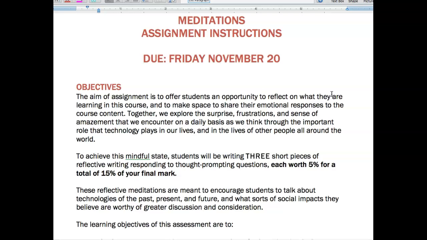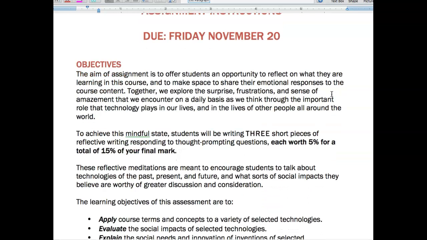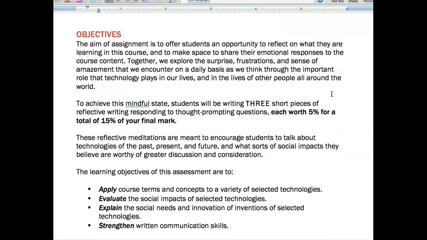But the purpose of this little video is to walk you through some of the important instructions for this assessment, because it's probably something a little different than what you might be used to in terms of a writing assignment. So let's take a look now at some of the objectives.